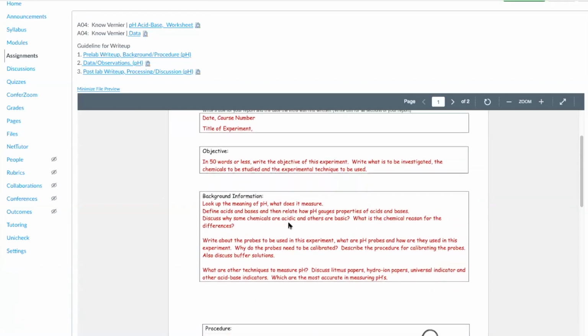And then the background information, I tell you, define what pH is. We take for granted what pH is, we think we know what pH is.